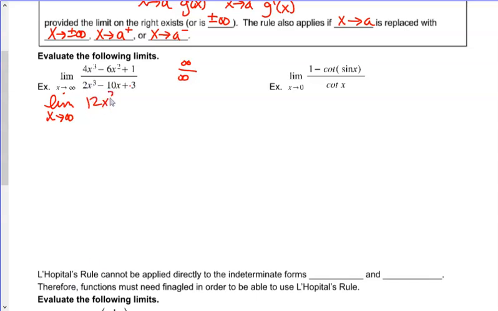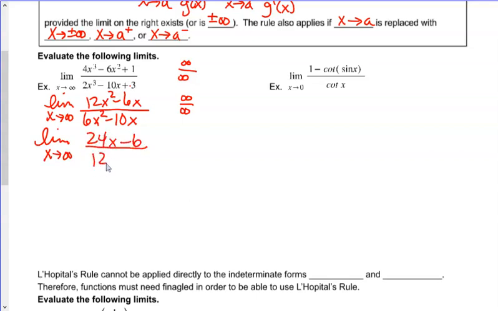Take the derivative of here, gives me 12x squared minus 6x and then a 0, all over 6x squared minus 10x. If I try to plug in infinity, again I get infinity over infinity. So I must do it again. The limit as we approach infinity, take the derivative: 24x minus 6 all over 12x minus 10. If I plug infinity in here, multiply by anything and subtract anything, I'm still at a very, very large number. Likewise on the bottom. So I must do that one more time.